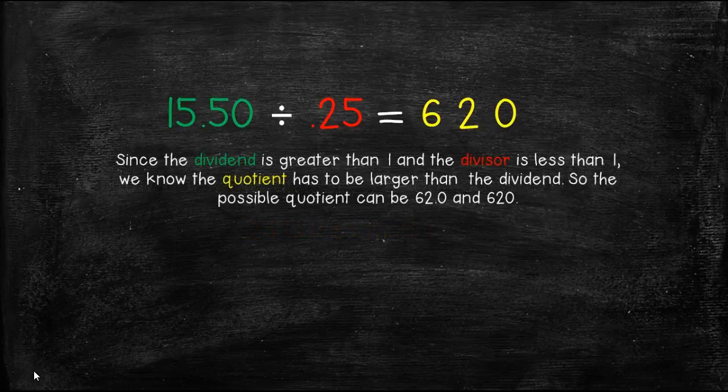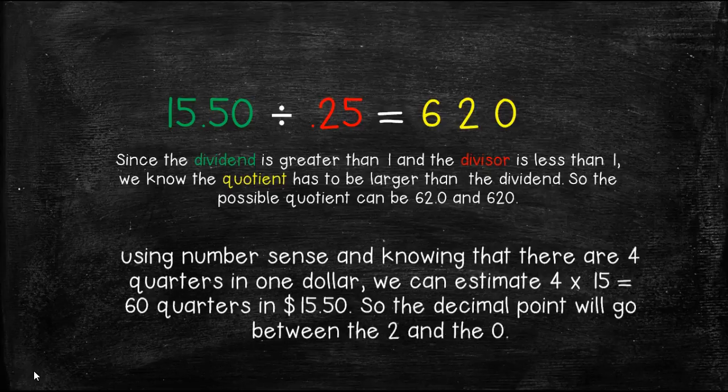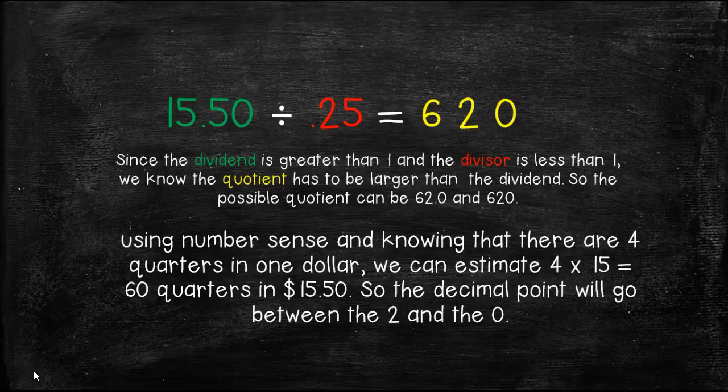So since the dividend is greater than 1 and the divisor is less than 1, we know the quotient has to be larger than the dividend. So the only possible quotients here can either be 62 or 620. Using number sense and knowing that there are 4 quarters in $1, we can estimate that 4 times 15 equals 60 quarters in $15.50. So the decimal point will go between the 2 and the 0.